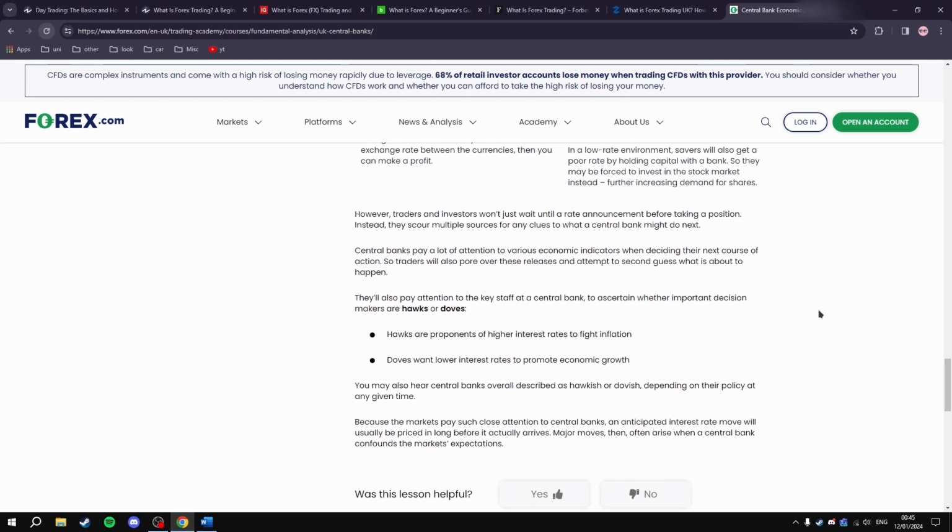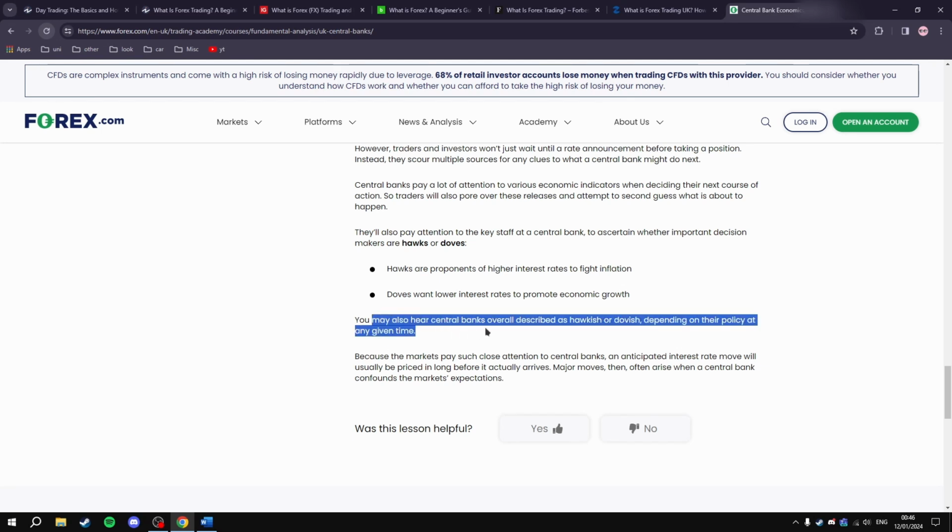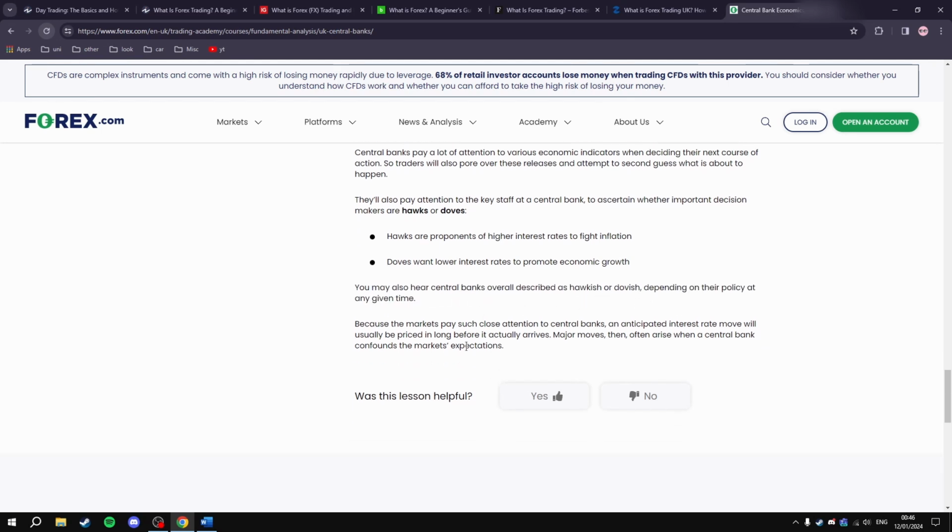They will also pay attention to the key staff at a central bank to ascertain whether important decision makers are hawks or doves. Hawks are proponents of higher interest rates to fight inflation. Doves want low interest rates to promote economic growth. You may also hear central banks overall described as hawkish or dovish depending on the policy at any given time.